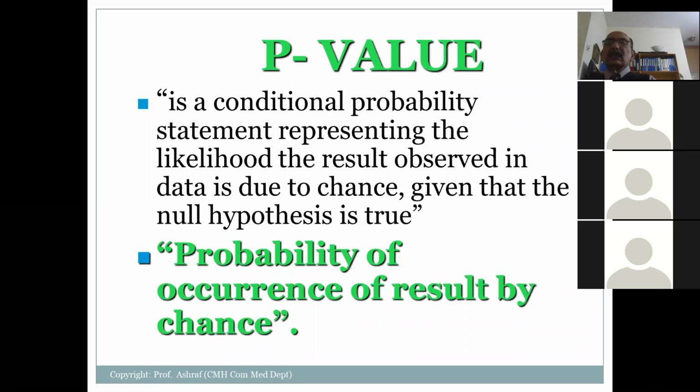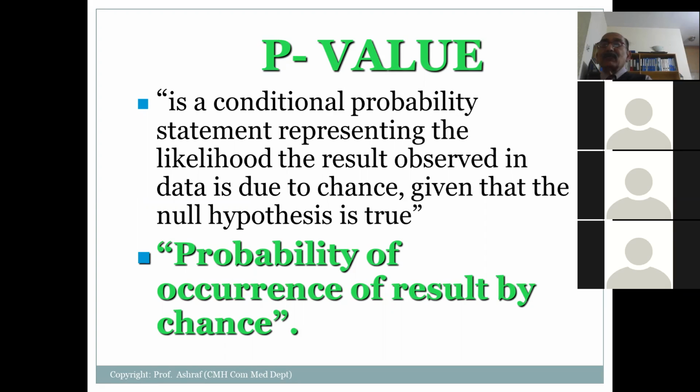So in simple words, what is p-value? This is the probability of occurrence of a result by chance. That is, the chance that the difference or association which you have observed in your study came by chance, whether it's a 4%, 5%, 7% p-value. Up to 5% is acceptable.